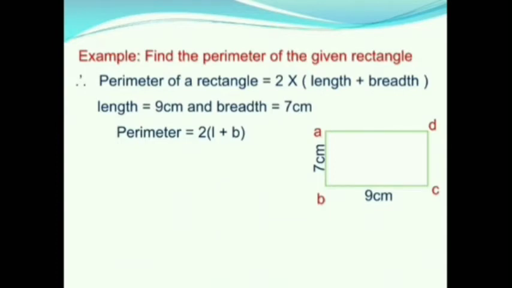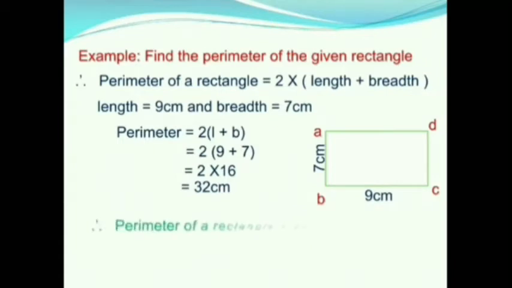Perimeter of the rectangle equals 2 into (9 plus 7). Now we should work out 9 plus 7. In its place, 9 plus 7 equals 16. So we will write 2 multiplied by 16. Now we should multiply it. 2 multiplied by 16 equals 32. So the answer is 32 centimeters. It means that the perimeter of this rectangle is 32 centimeters.